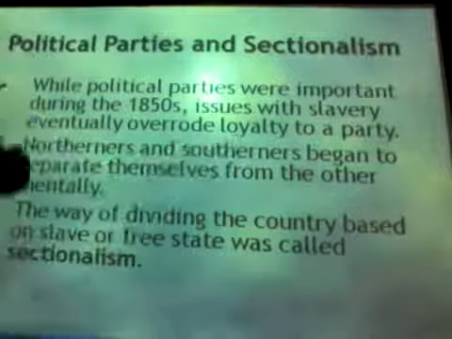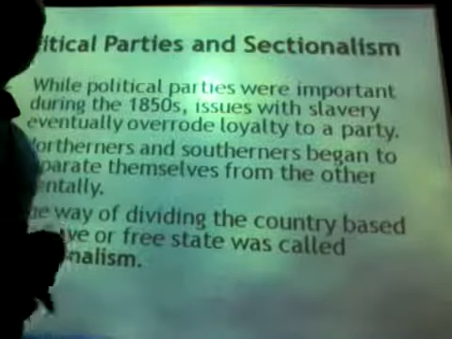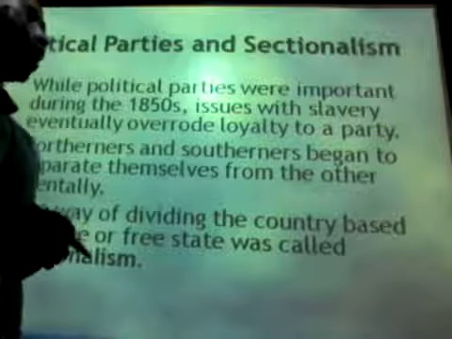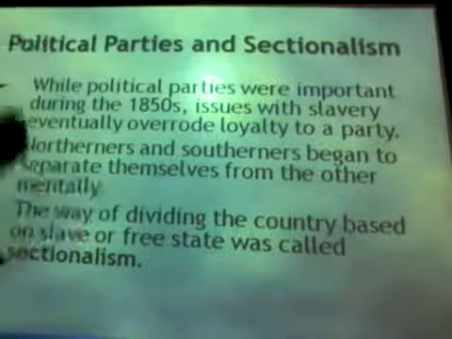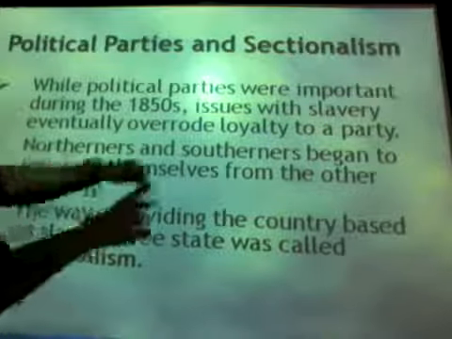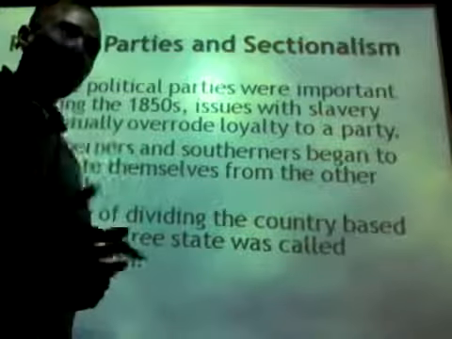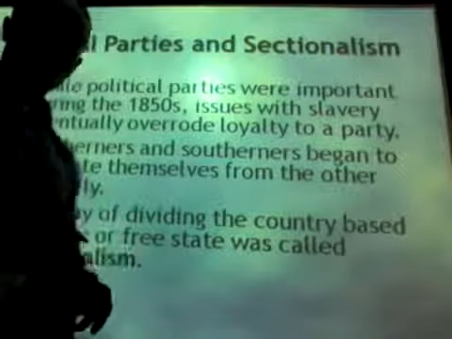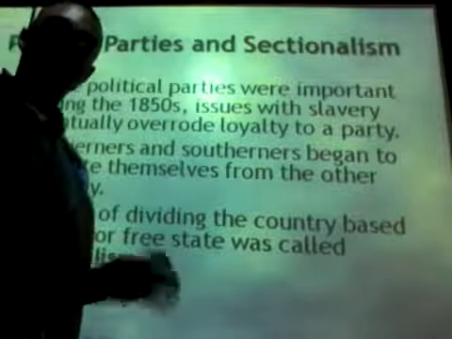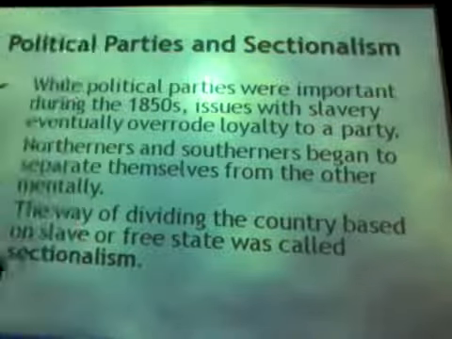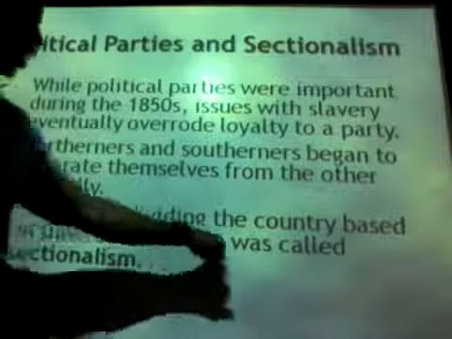Now, a lot of people still feel loyal to their party. You have a few people like Andrew Johnson, that we'll eventually learn about, that still stay loyal to their party. But you have Northerners and Southerners begin to separate themselves. All right? So they're in Congress. You have these congressmen that believe slavery is the right issue and the right way the country should be run, or the right way that states should be set up. And they start believing in a way of sectionalism.